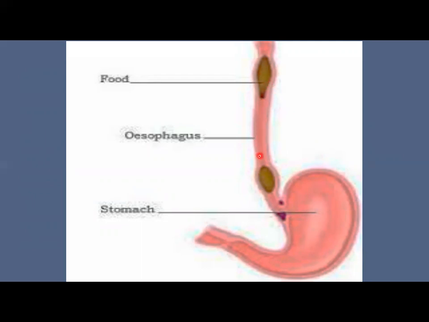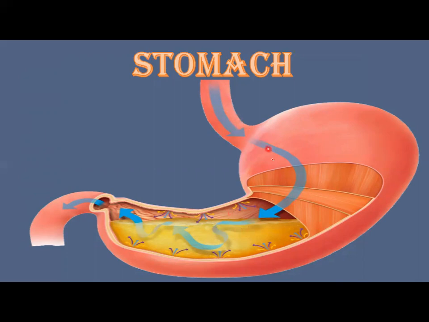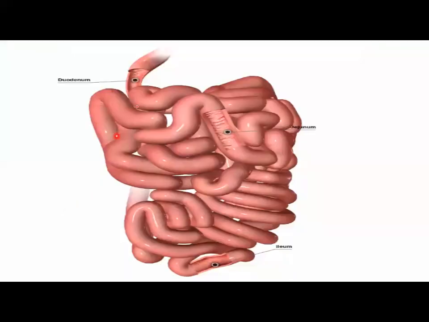Here you have a muscular bag, and the inside view of the muscular bag is just like this. Then food will come into our stomach, where most of the digestion, not all, will occur. After digestion, it will come into the narrow tube, which is called the small intestine and large intestine.